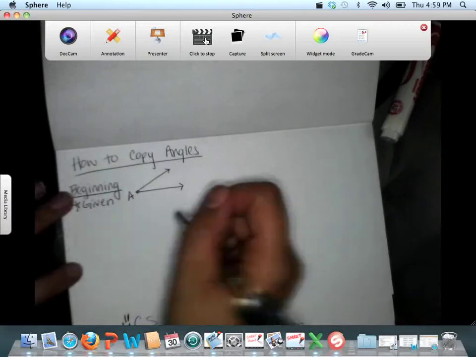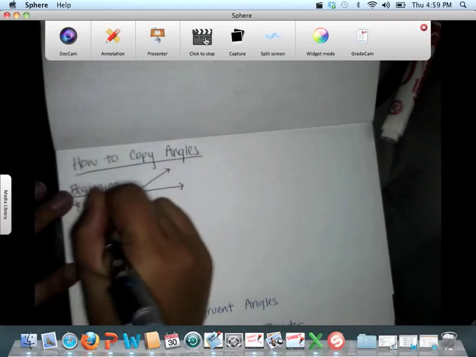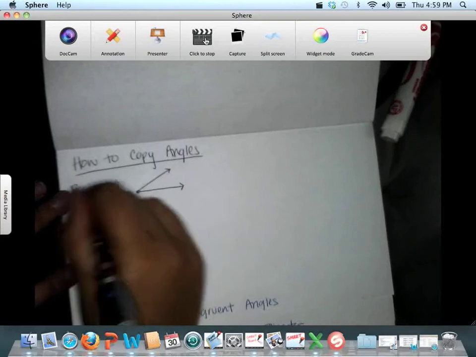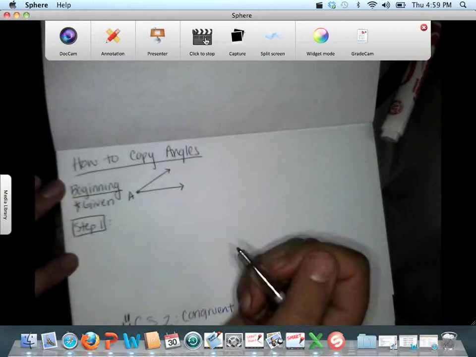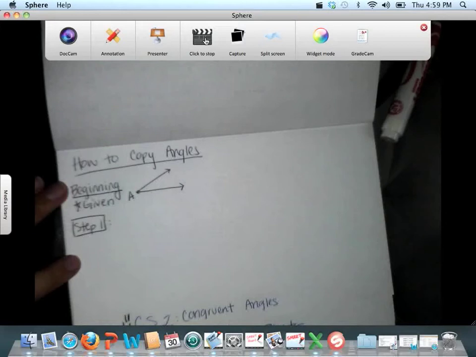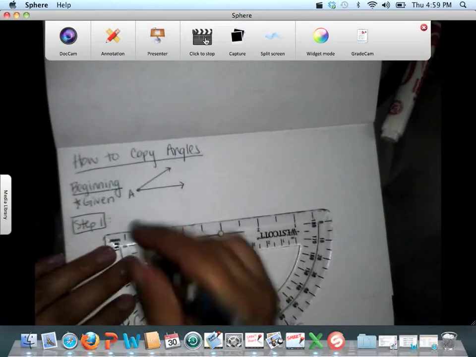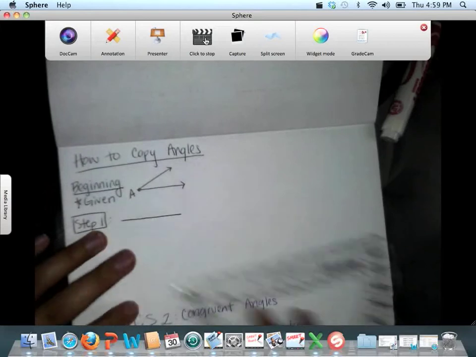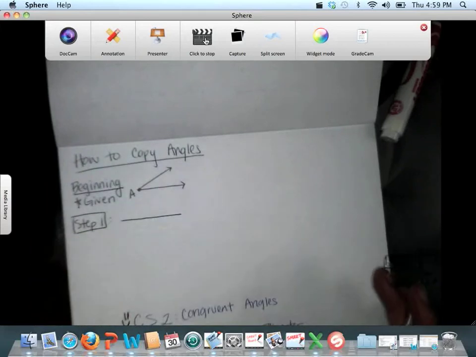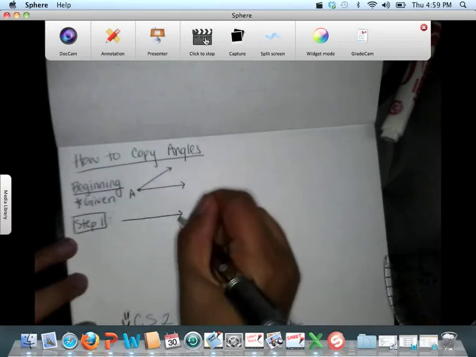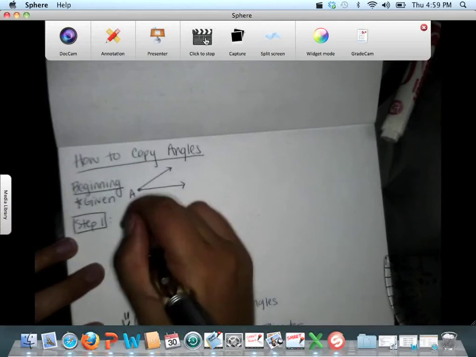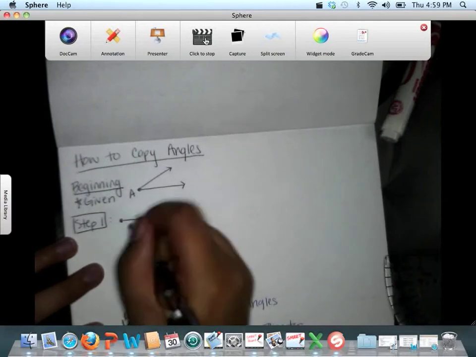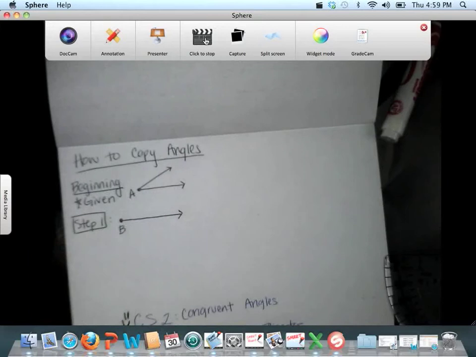So step 1: in order to copy this angle, you need to draw a line. In fact, you're drawing more of a ray than a line, because you really only want one arrow and one endpoint. So we'll call the endpoint B. Okay, so that's step 1.